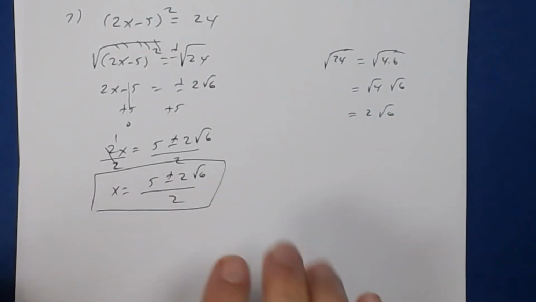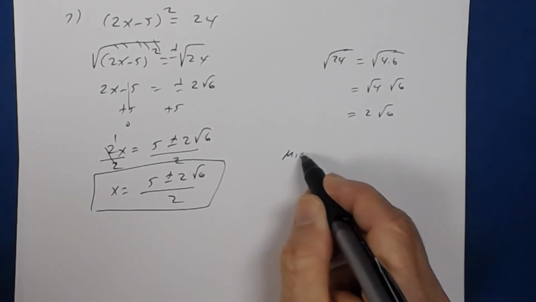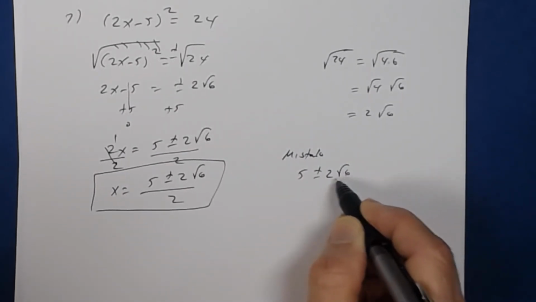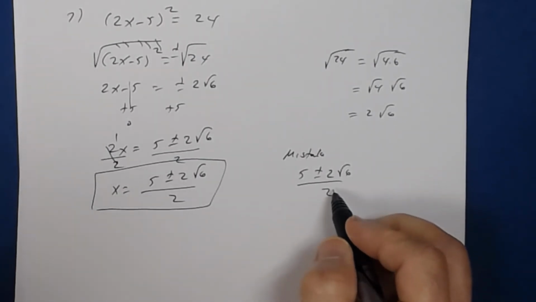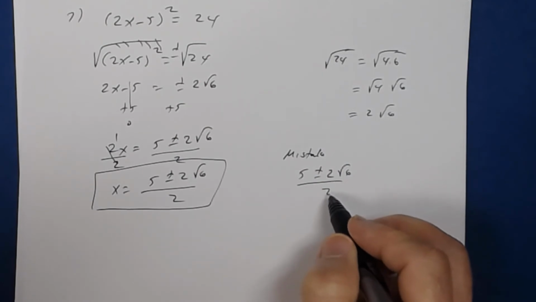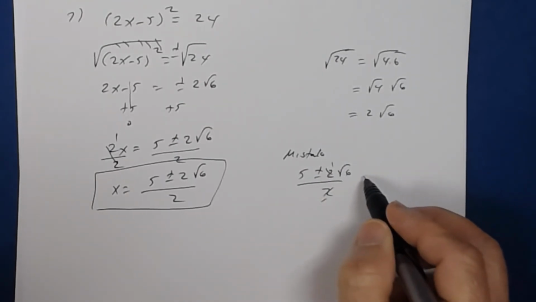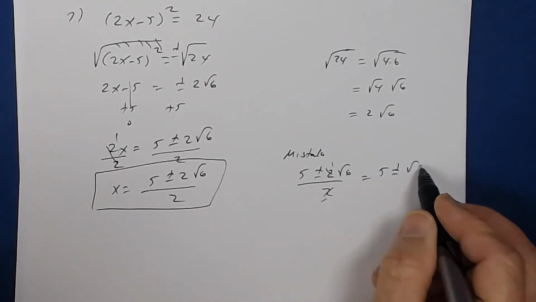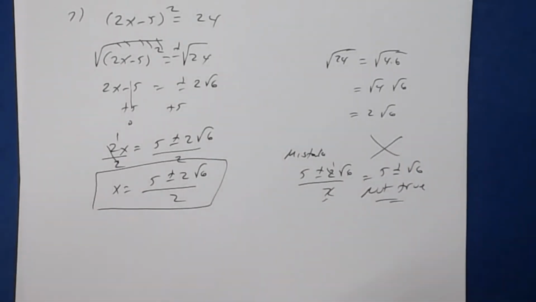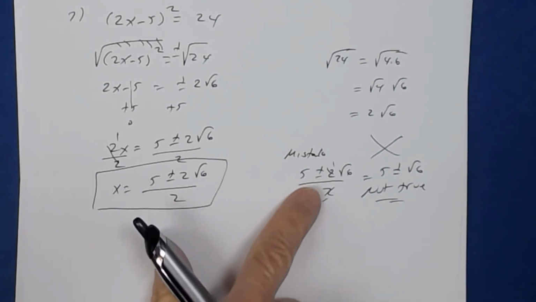But this is where people make a mistake. Let me show you what the mistake is. So you have 5 plus or minus 2 square root of 6 over 2. What people do is they'll remind themselves, hey, there are some 2's here, so I can reduce that. And then they'll say, well, that's going to be 5 plus or minus the square root of 6. That's not true. Not true. Okay? So you cannot do that.